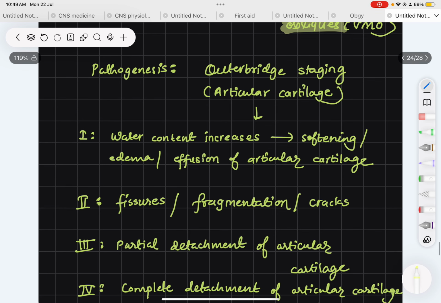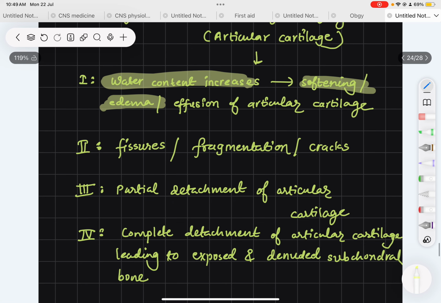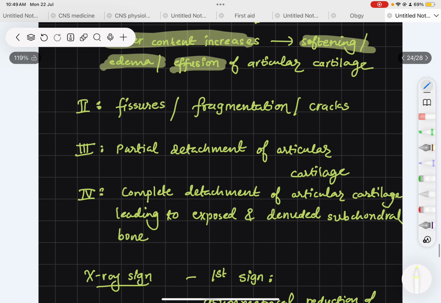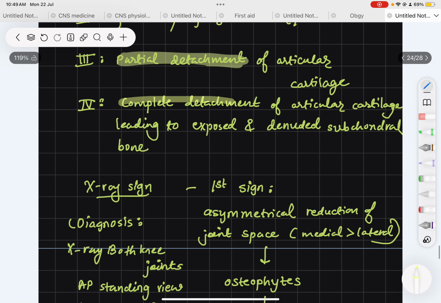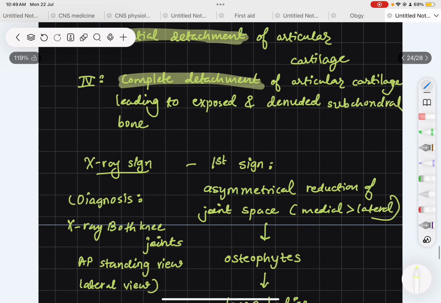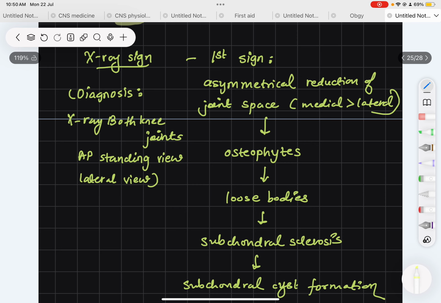As we age, there will be an increase in water content. Due to the water content increase, all these problems arise. First there will be softening or edematous articular cartilage, and after that fissures, fragmentation or cracks will appear. In stage 3 there is partial detachment, and in stage 4 there will be complete detachment of articular cartilage, and this will lead to exposed or denuded subchondral bone. This we have to remember, that due to this exposed bone, various kinds of things are going to happen.